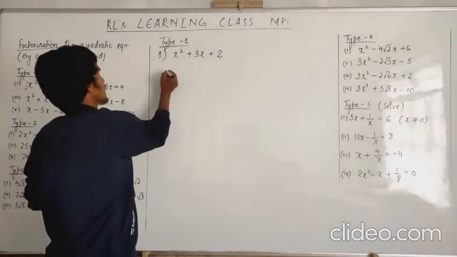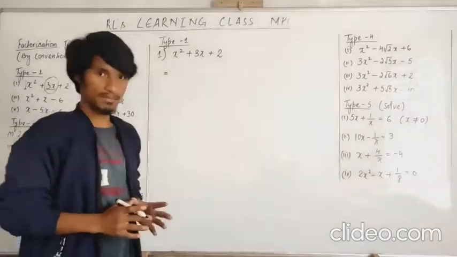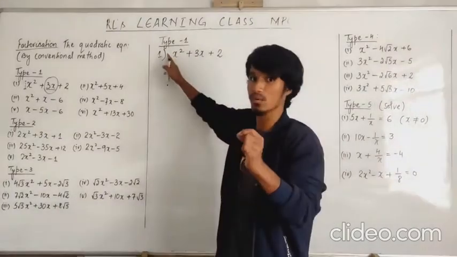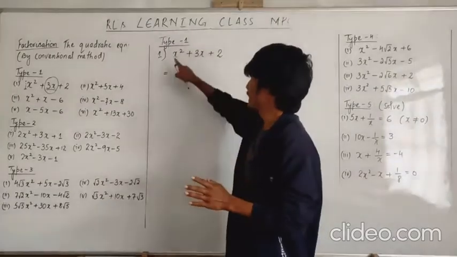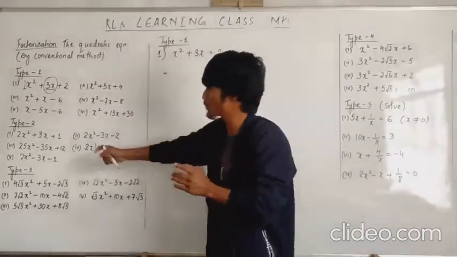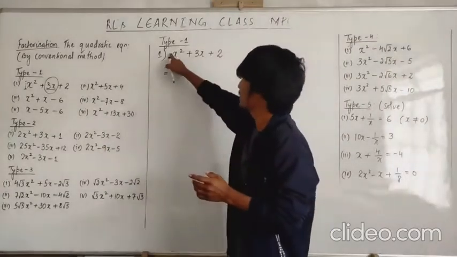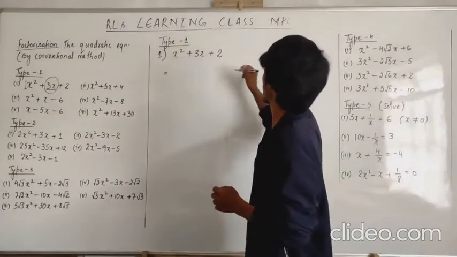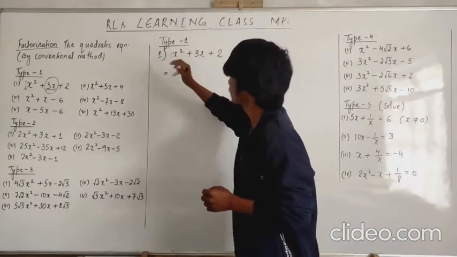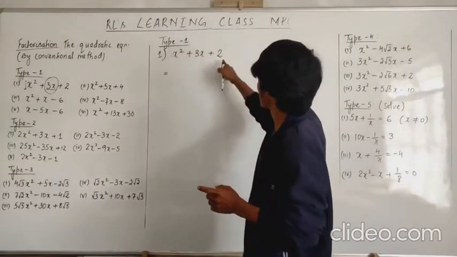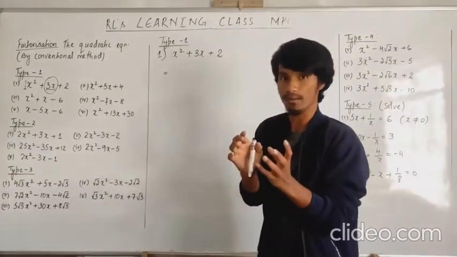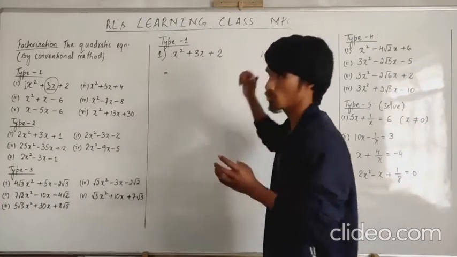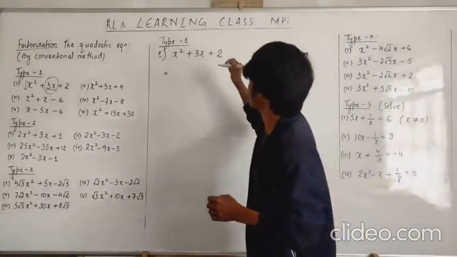Now I'll start this question. X squared plus 3x plus 2. Here there is no number, but that is 1. We don't need to write 1. I will show you the same process to solve this. Assume there is 1 here, then 1 into 2, how much do we get? 2. That's why I told you the third term is always the product.